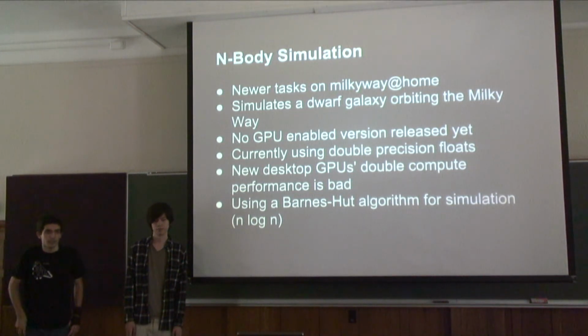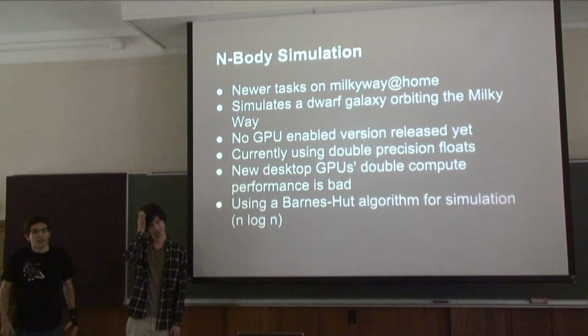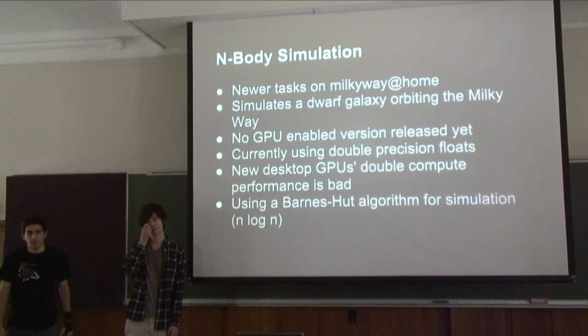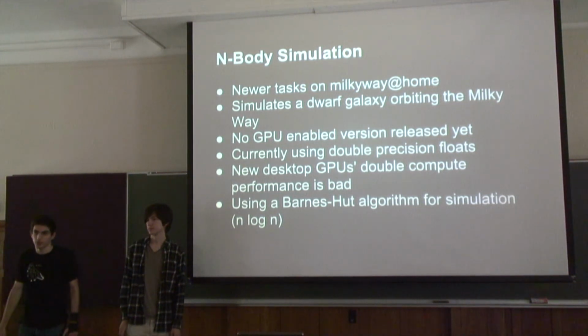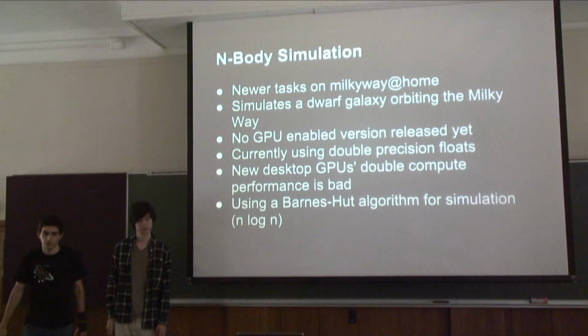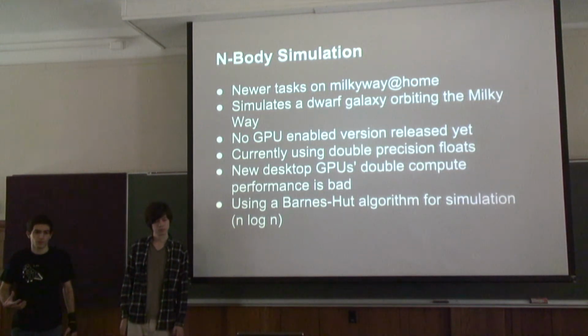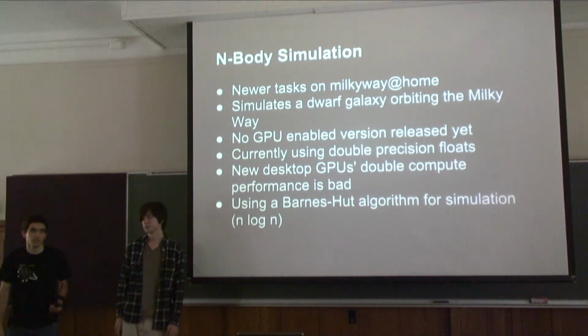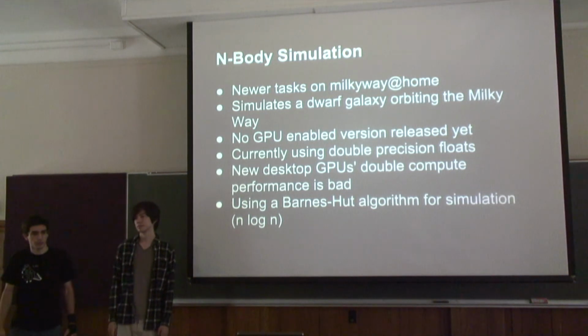The only problem with it is that it uses double precision. The problem with that is not very many graphics cards of previous generations have support for double compute performance. And the newer ones, specifically the NVIDIA 600 series, have a really, really poor double precision pipeline, like 1/24th, I think.